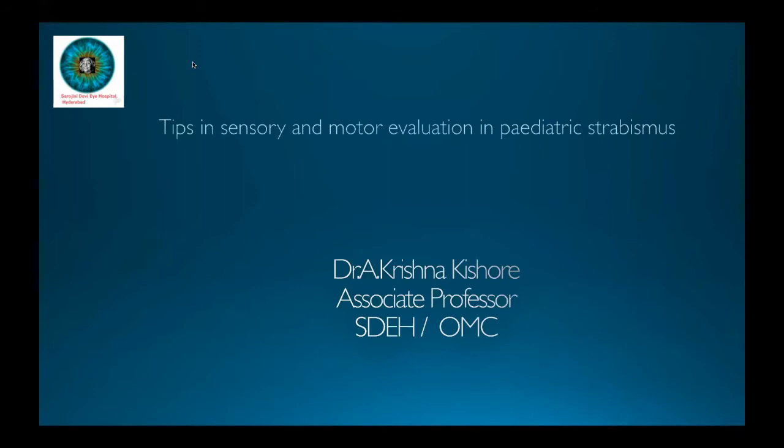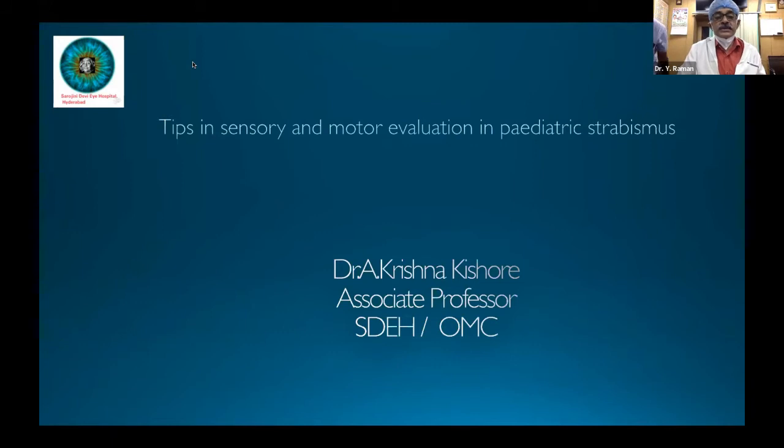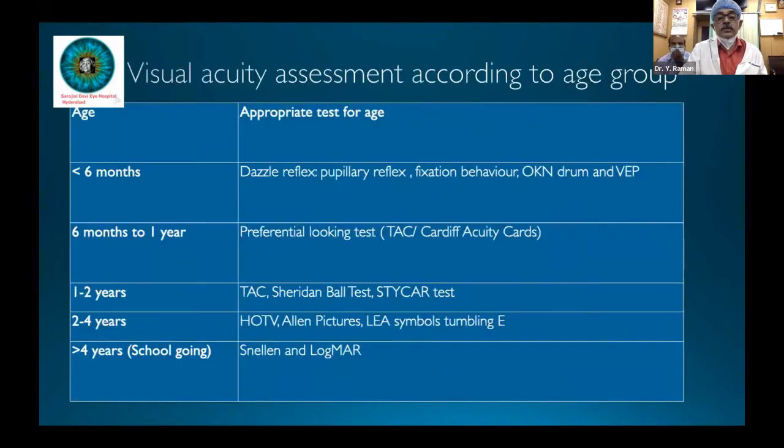Yes, sir. After those 2 or 3 excellent lectures, I would like to give you some basic tips in sensory and motor evaluation in pediatric strabismus. Mostly a child is brought to OPD either with a complaint of deviation or diminished vision. Whenever an infant is brought to you, you have to look for the visual acuity of the child. If it is an infant, look for the pupillary reflex first, then see whether he is able to fixate and follow, look for CSM, central, steady and maintained. And there are different tests which can be done according to the age group.